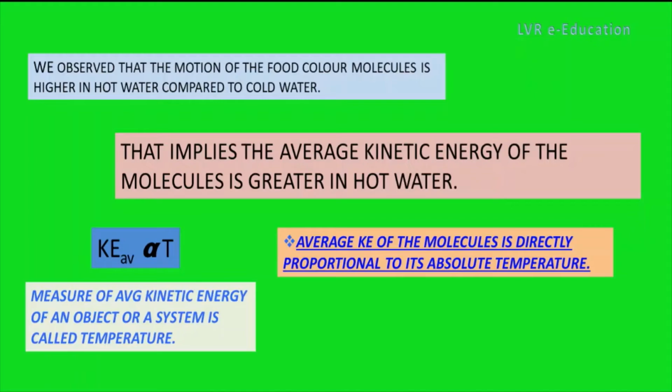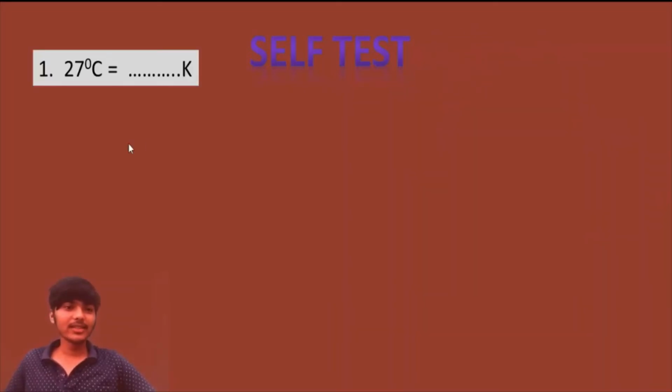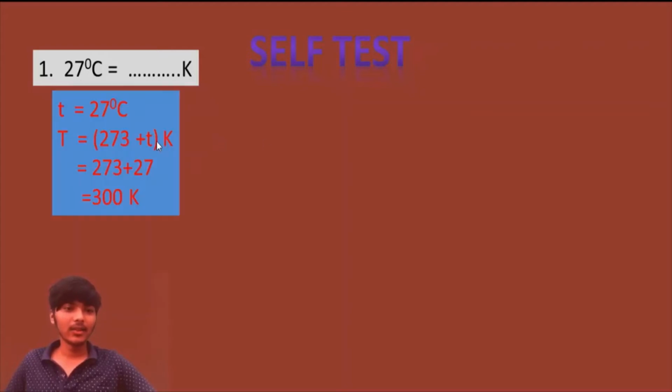So you can say the measure of average kinetic energy of an object or a system is called temperature. Here is a small test to aid your learning. The first question is 27 degrees centigrade in kelvins. Let's see the solution.